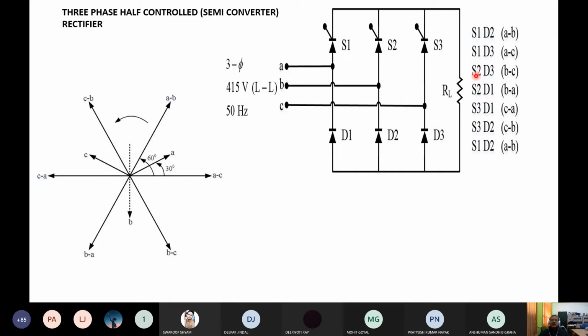After 120 degrees, BC is maximum positive. So for BC, S2 is triggered and the return path is C. After 60 degrees, D1 is maximum forward biased, so S2 and D1. This is the sequence, you note it down.